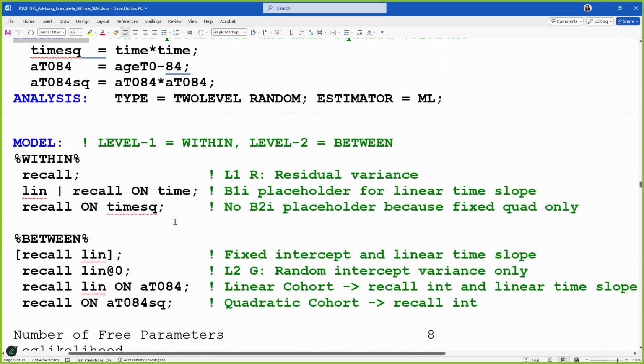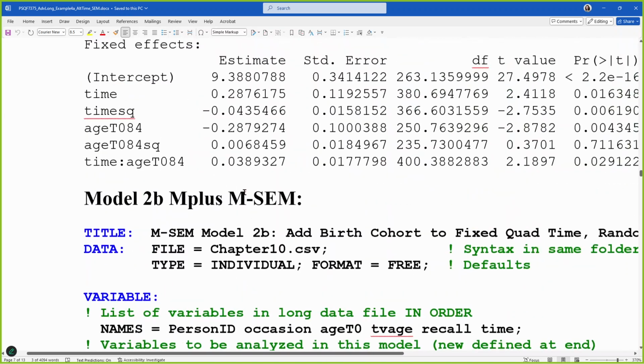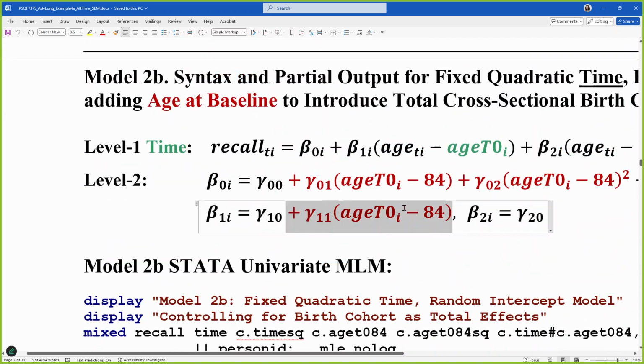Now, how do we do this? Here's a mix and match approach. Here's my friend Lin. That is a name. That is beta 1. So I am creating a new variable that will be included in the model called beta 1. What it is, is the slope of time predicting recall. I needed to do that because I wanted to have cohort predict this linear slope as a cross-level interaction. So because I have this term right here, I have to use the placeholder notation where I create the slope, name it, and then refer to it in the level 2 model.